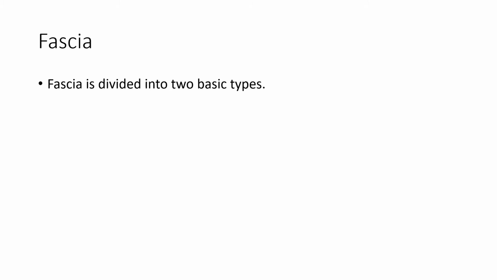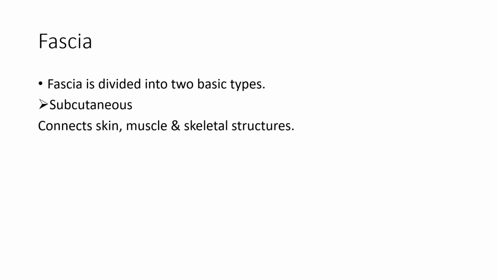Fascia is divided into 2 basic types. You have subcutaneous, which connects skin, muscle and skeletal structures. From the skin, the fascia starts there and goes directly down into the muscle and then right down into the bones themselves. So there's no part of your body that doesn't have it. Every part of your body has fascia. And so the body is constantly talking to itself, sending signals to itself. And remember, fascia is a big store of water in the body as well.